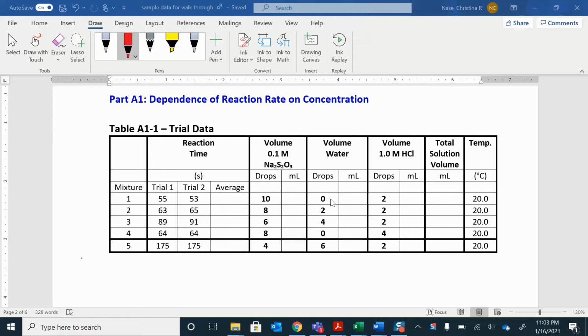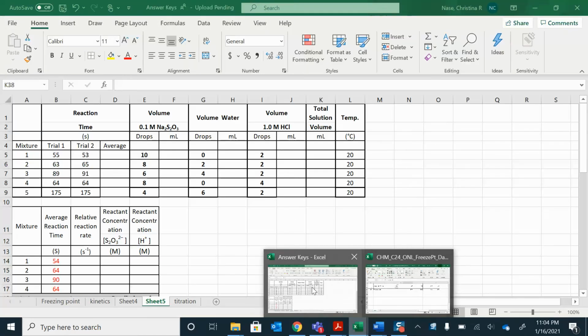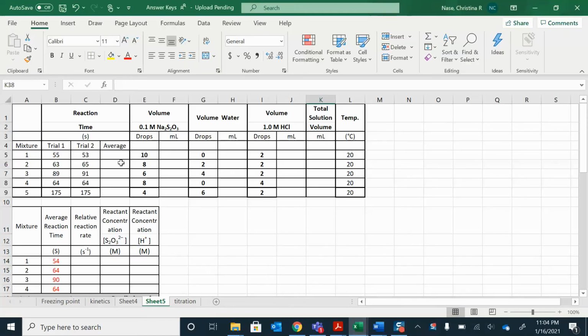It's so much easier to do in Excel. I'll show you exactly what to do. You're going to find the average time, and then you're going to have to convert drops to milliliters here and here, and then find the total volume. So all I did was copy this chart and put it into Excel. See, same times and everything.